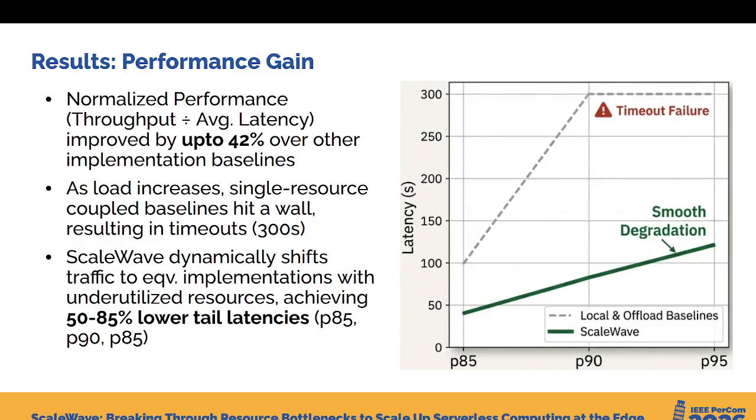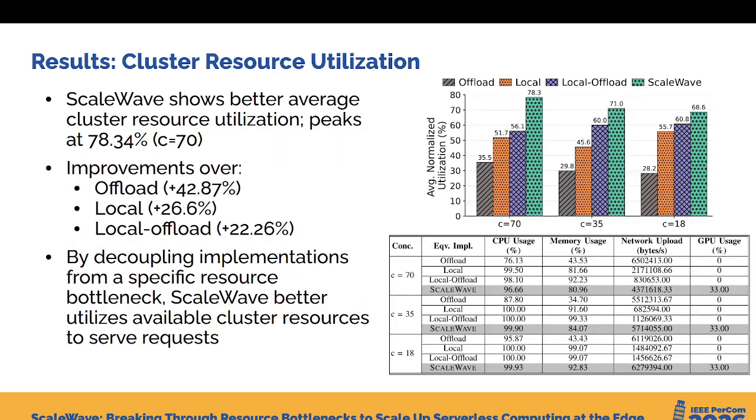And in the baseline approaches, the system experienced timeouts of 300 seconds as the load increased. In contrast, ScaleWave smoothly shifted traffic across the different implementations and reduced tail latency by up to 50 to 85%. ScaleWave also improves the cluster resource utilization while achieving all these different gains, and the average cluster utilization reached above 78%, which is significantly higher than the baseline configuration. This demonstrates that decoupling implementation from specific resource type allows systems to exploit underutilized resources at the resource-constrained edge.